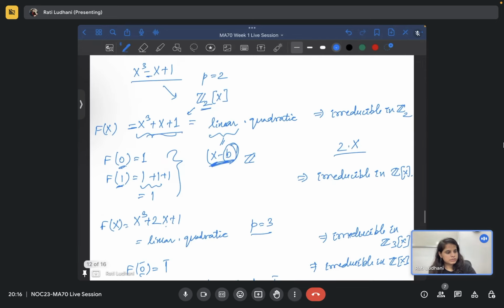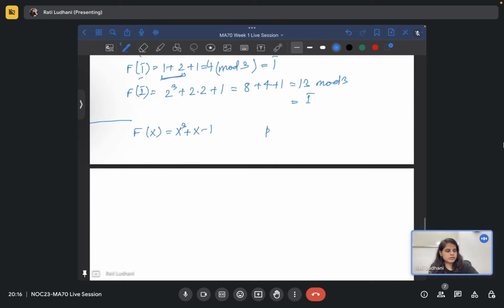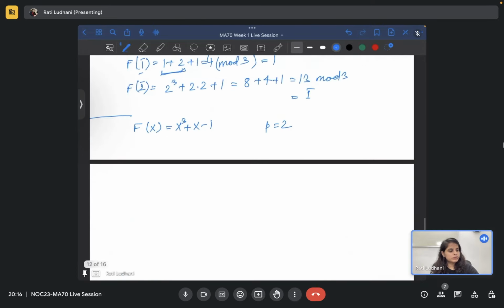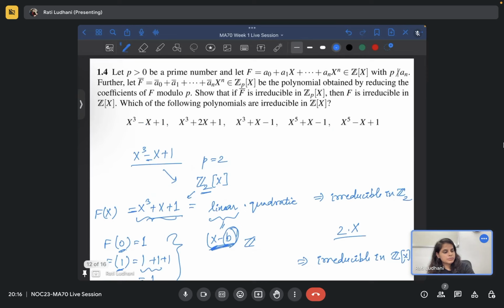Okay, let's see the third one, x cubed plus x minus 1. So we have to walk through, so let's try p equals 2 first. When you take p equals 2, what will happen? You will get 1 plus 1 minus 1. So p equals 2 could work for this one.